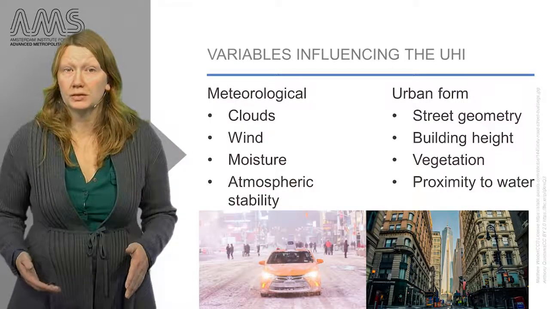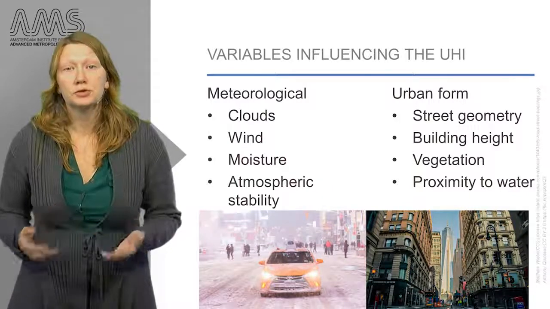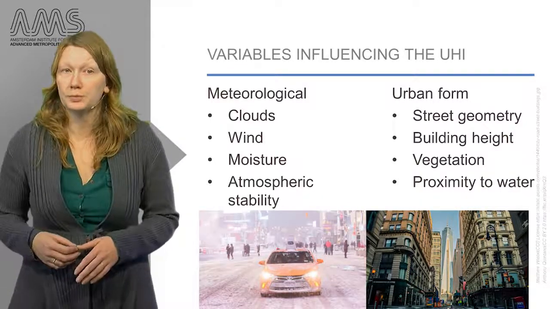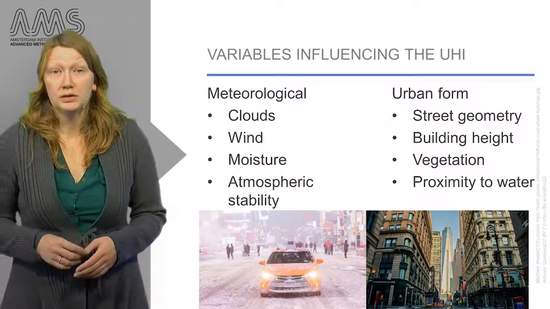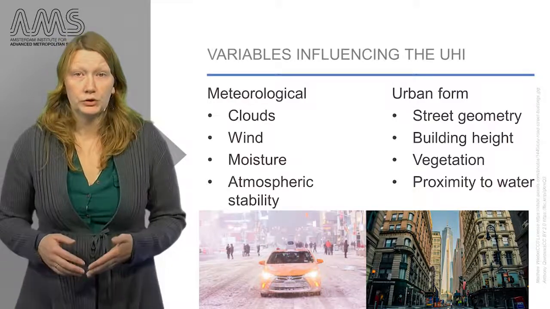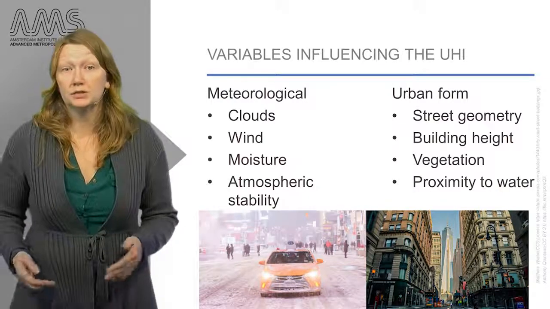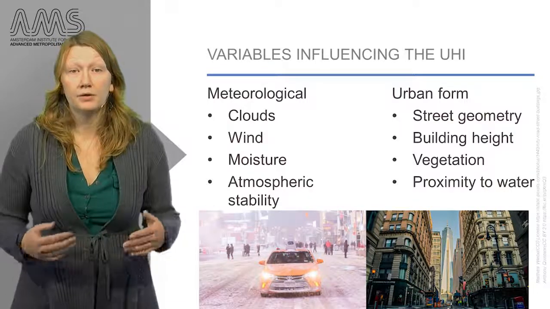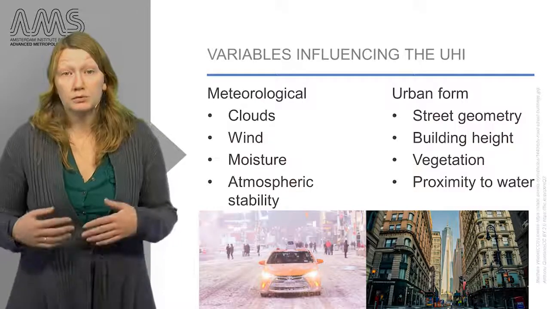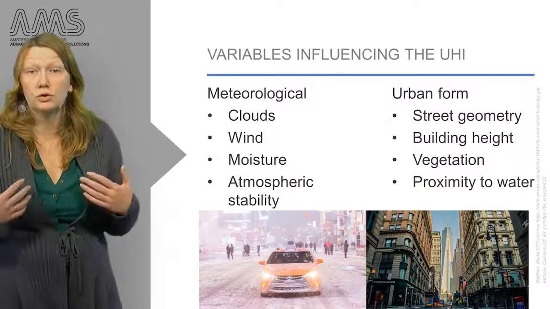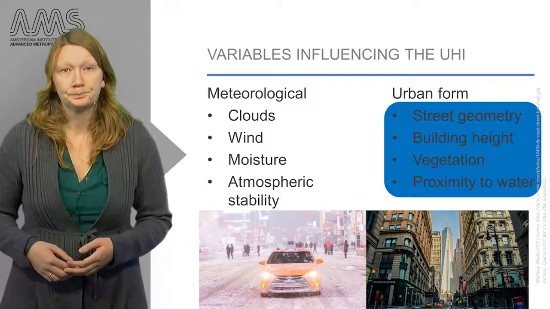Naturally, the strength of the urban heat island is determined by different variables, both from a meteorological and an urban form perspective. Variables such as clouds and wind have a negative effect on the urban heat island. Clouds decrease the amount of solar radiation reaching the urban surface, and therefore the amount of energy that will be stored in buildings. More wind induces horizontal mixing between the urban and the rural environment.